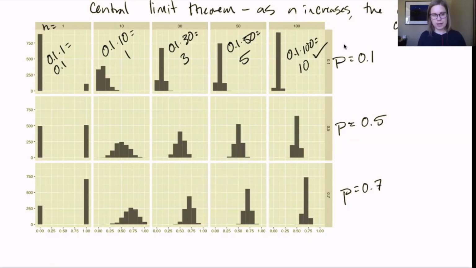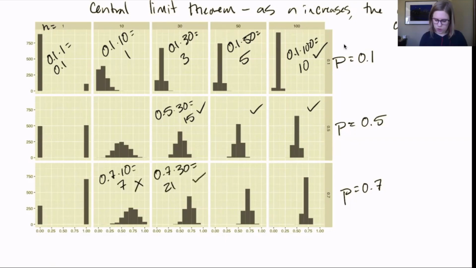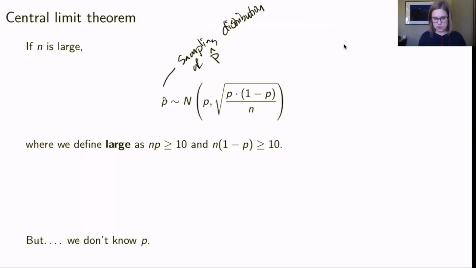But with different proportions, I can start doing good inference at smaller sample sizes. So if I have p equal to 0.5, 0.5 times 30 is 15, so that's good enough. And then the rest of them are also going to be good. And if I have p equal to 0.7, it'll almost work. 0.7 times 10, that's 7, so that doesn't quite work, but 0.7 times 30 will work, and the larger sample sizes will work as well. So this is what we're going to use to approximate the sampling distribution. Rather than doing any type of simulation method, we're going to approximate it with a normal distribution. We need to check these conditions, and the only problem is we don't know p. So that's what I'll be talking about in the next couple videos.